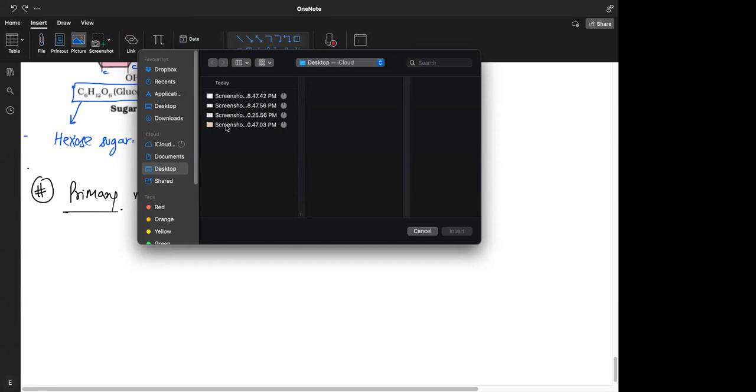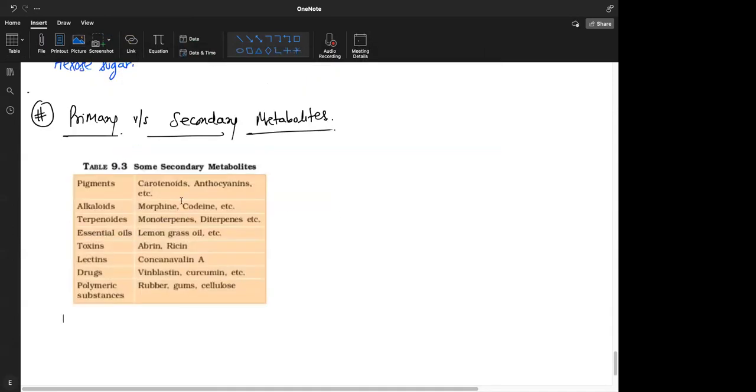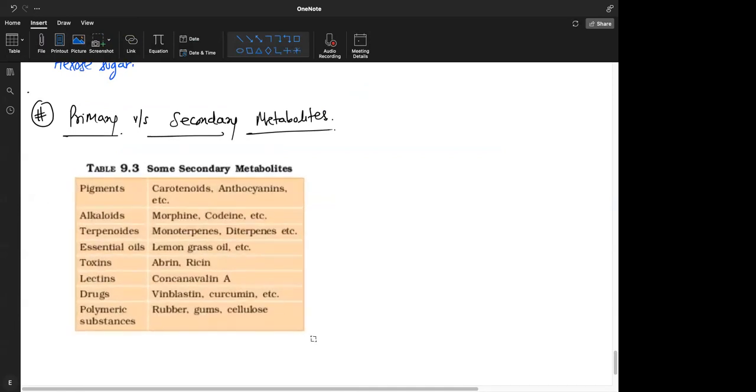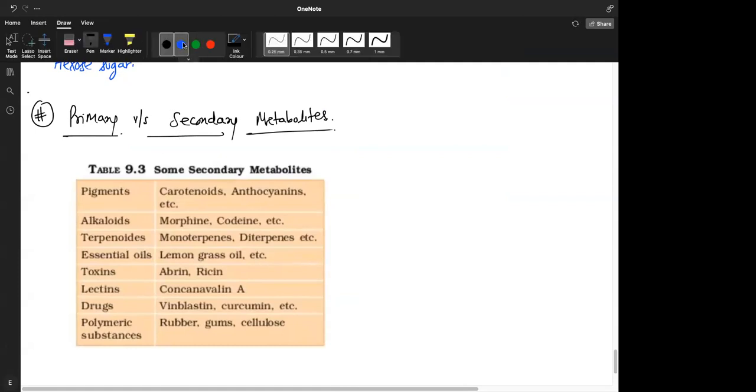Antibiotics, pigments, scents, spices, rubber, resin, alkaloids, essential oils, etc.